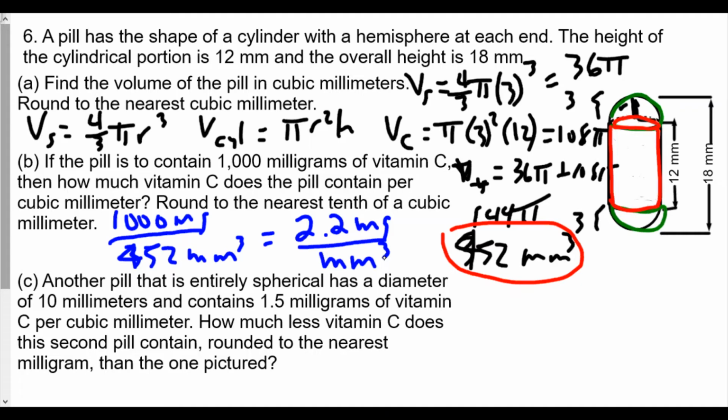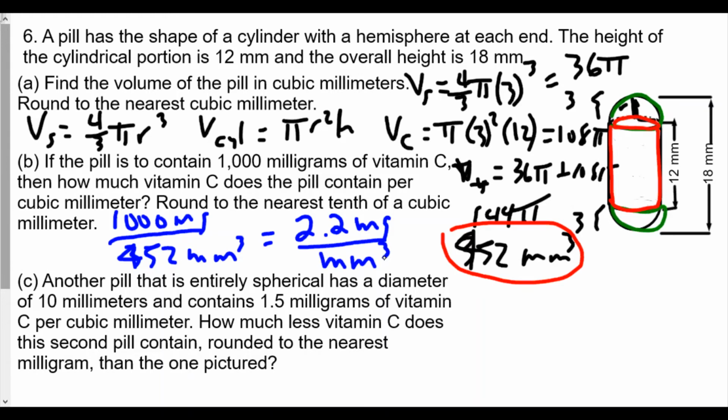Round to the nearest tenth of a cubic millimeter. Cubic millimeter, that should be milligram actually. See, how much vitamin C is per cubic millimeter? Nearest tenth. I think it should be milligram. So I'll double check that later on though. Because in this case, you're looking for per cubic millimeter. That'd be per 1 cubic millimeter.